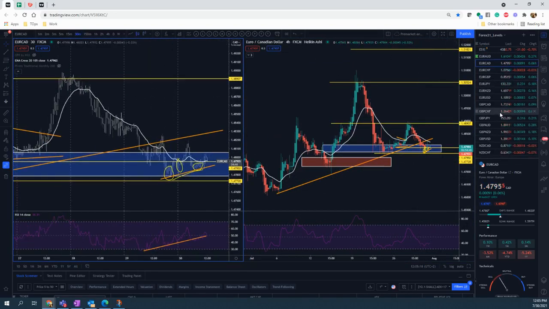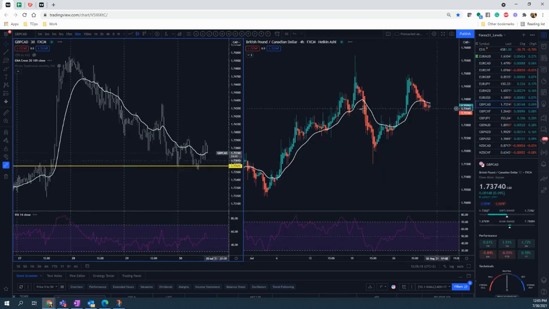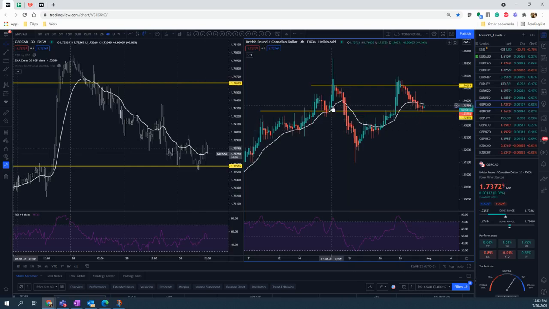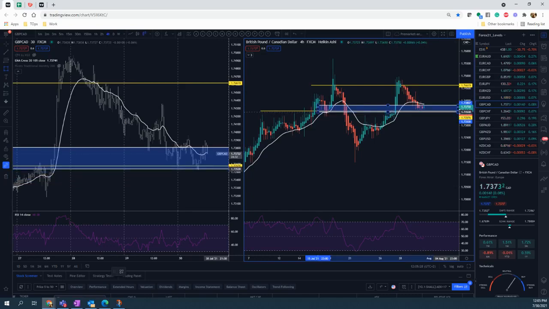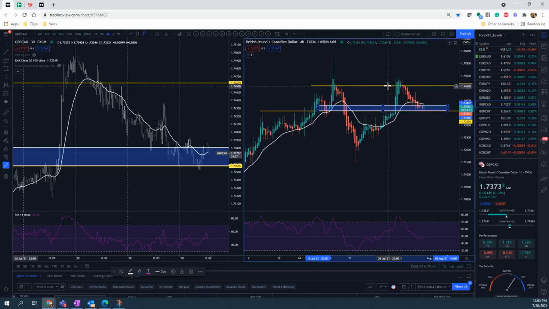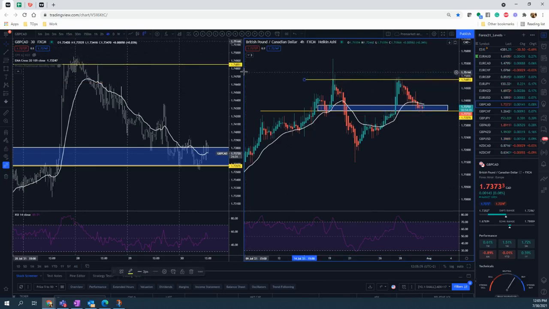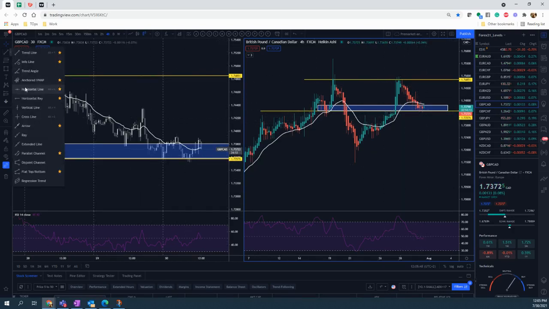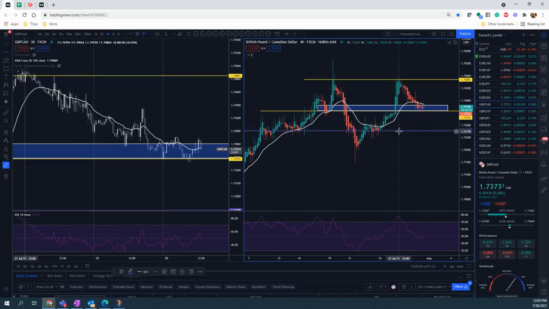Another one I have is GBPCAD. This is almost, but not totally, the same, but you see that it also bounced from this key support area here. The target can be around here, and it is achievable today. But if it breaks below this support area, then I'm going to be stopped out. It would mean that price wants to go lower, right around here.